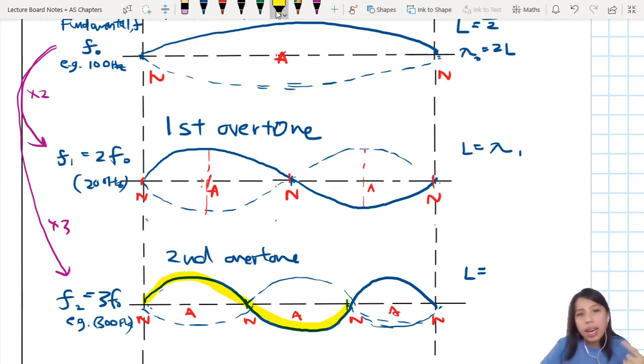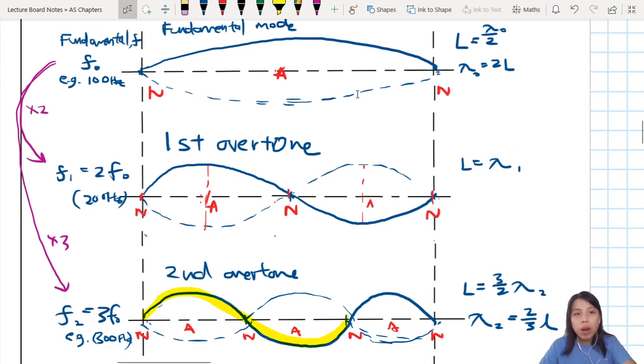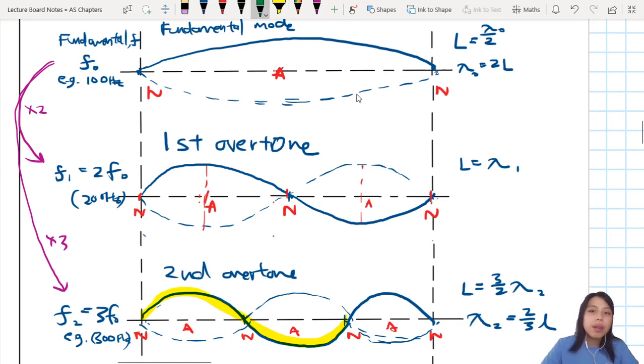So it's like 1.5 wavelength. So 1.5, or you say 3/2 of a wavelength of your wave. Okay, if you rearrange this, lambda 2 equals 2/3 L. Okay, how do you know this? You look from the beginning. Also, there's a relationship for these wavelengths and lengths.